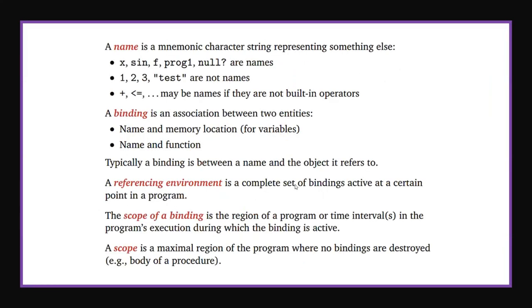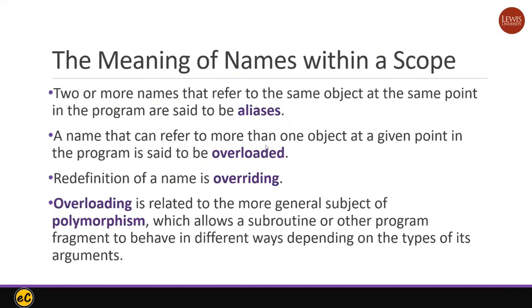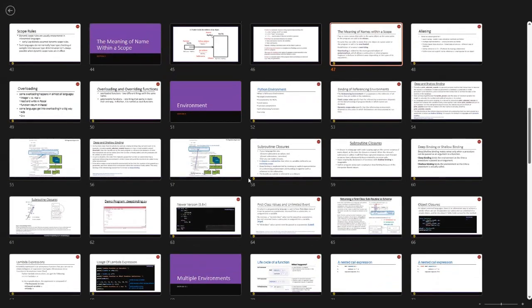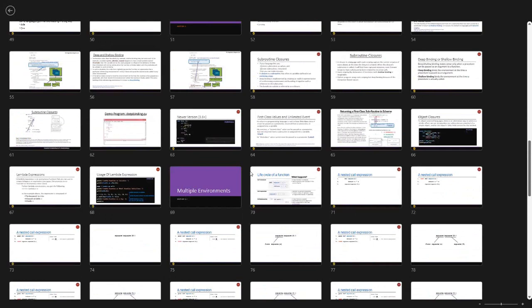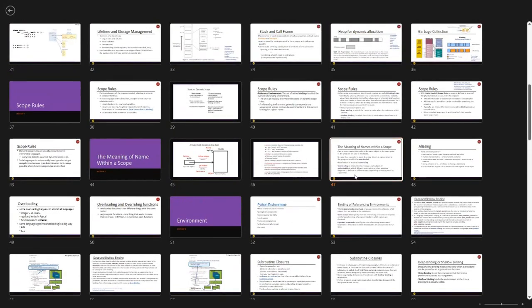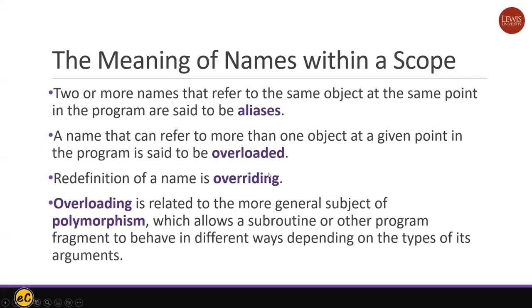So here we have name binding, reference environment, scope of binding, and scope. Here you need to remember this. I'm not trying to go too deeply. Let me see how much time we still have. This one is just some definitions.